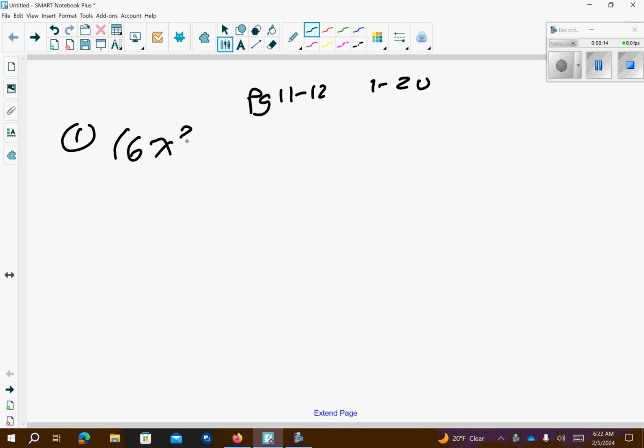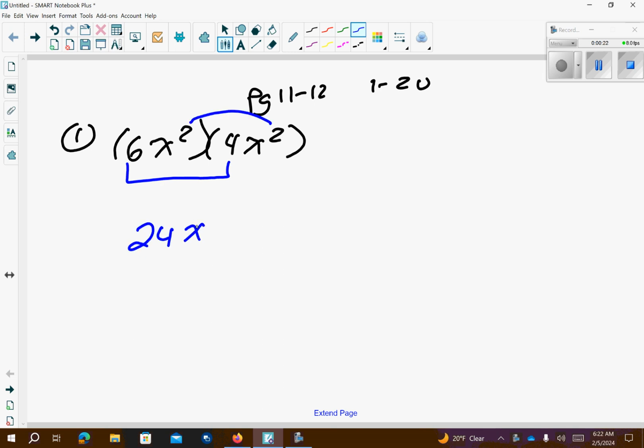First one is 6x squared and then 4x squared. Okay, so we're going to multiply the bases. So the 6 times 4, that gives me 24. And then we're going to add the exponents on the x's. So that's x to the fourth because 2 plus 2 is 4.